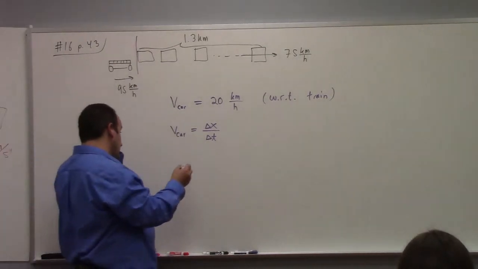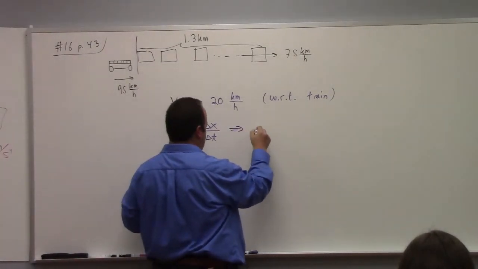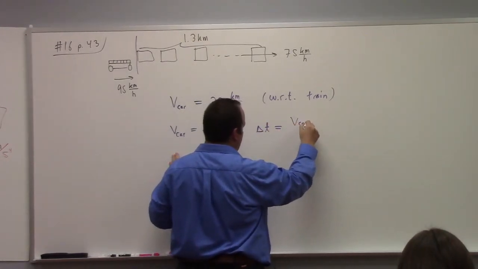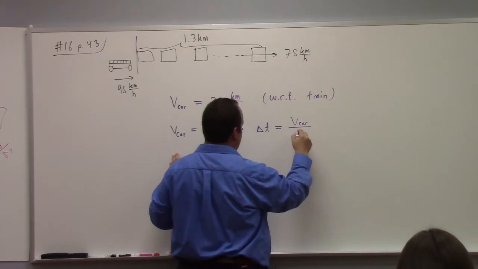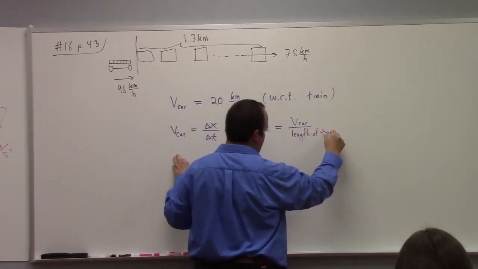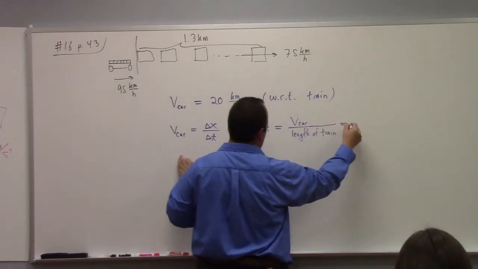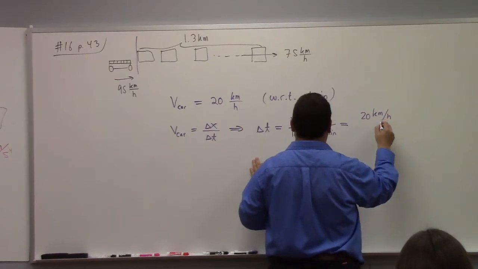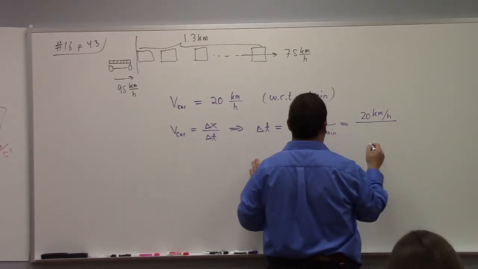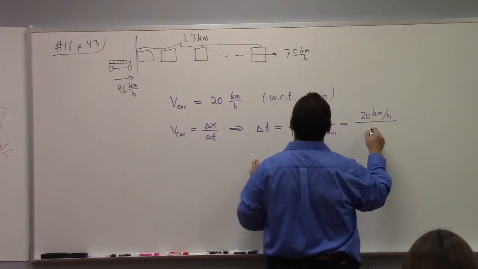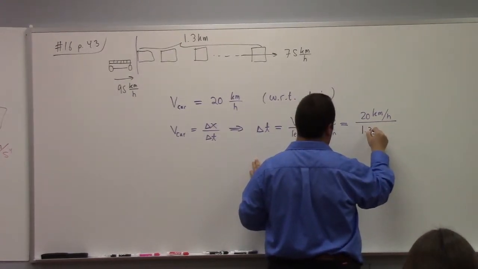So, again, we should do algebra. This says that delta t, hopefully I'll get it right this time, is the velocity of the car divided by the length of the train, right? Which is then what? 20 kilometers per hour divided by the length of the train, 1.3. This feels wrong.